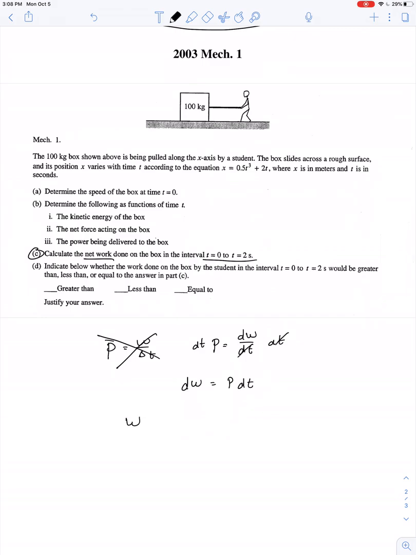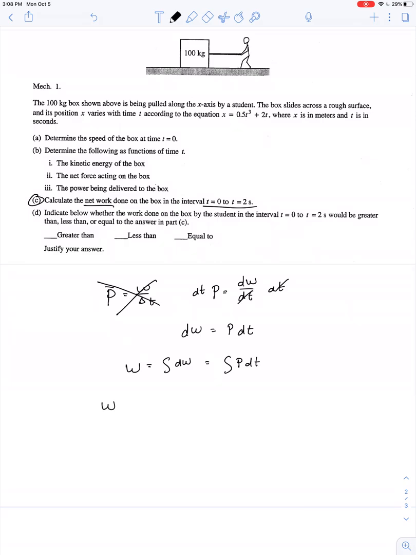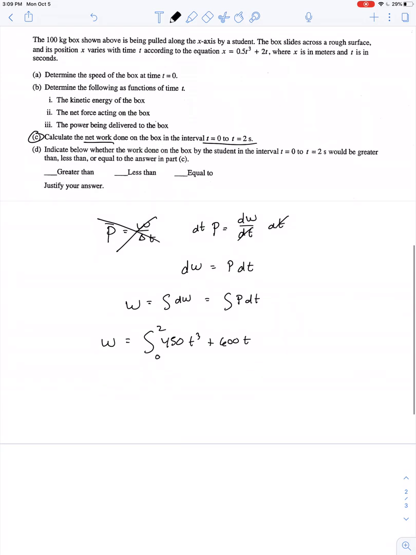So if I want to find total work done, I need to add up all of the incremental bits of work that are being done, which means take the integral of P dt. So we can find the net amount of work done by taking the integral of 450t^3 + 600t from 0 to 2 seconds. If we think of integration as the antiderivative, this means work is equal to 450/4 t^4 + 600/2 t^2 evaluated from 0 to 2.